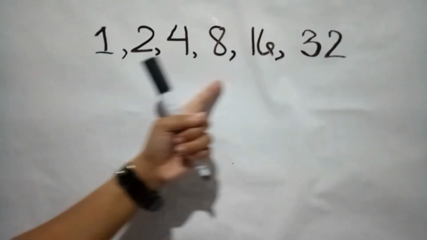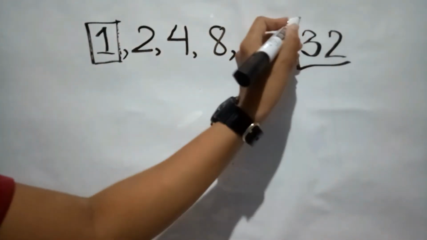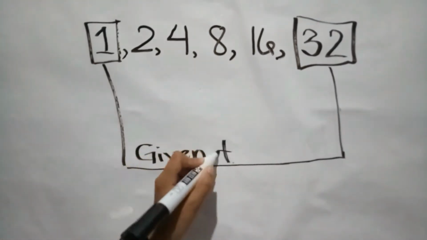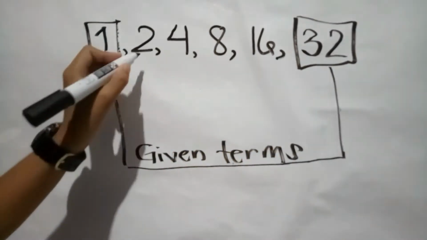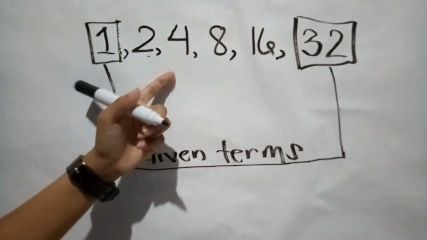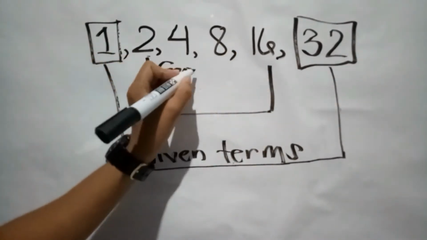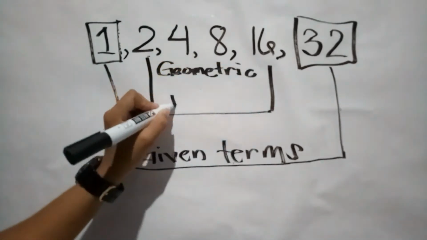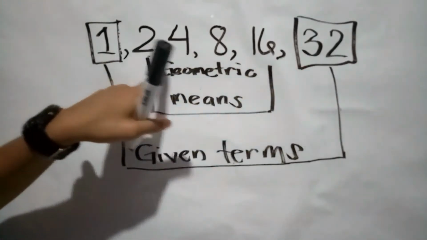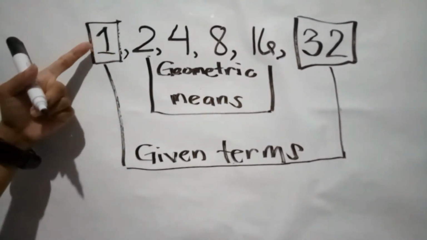This is a geometric sequence. Let's say 1 and 32 are the given terms. And those in between the given terms are what we call the geometric means. So, in this sequence, we have 2, 4, 8, 16 as the geometric means, and the given terms are 1 and 32.